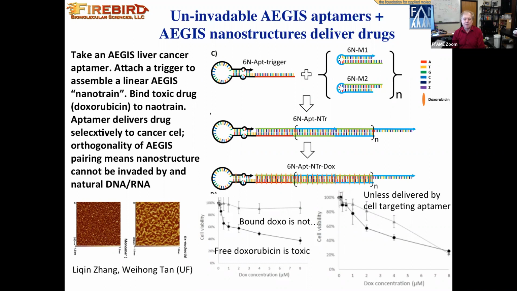And because the aptamer is specific for liver cancer cells, once it binds with the tail nanotrain carrying the drugs, the whole thing is internalized and it kills the cancer cell. So this is an analogy to what are called antibody drug conjugates in modern cancer medicine.